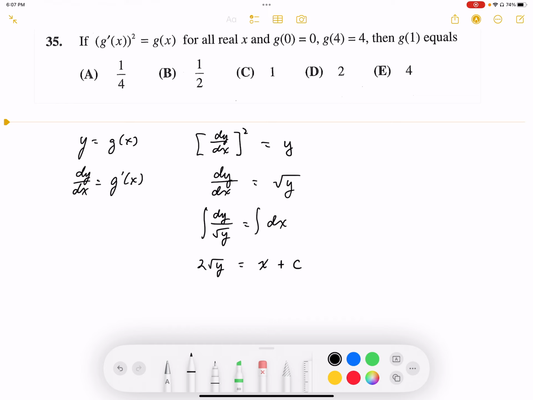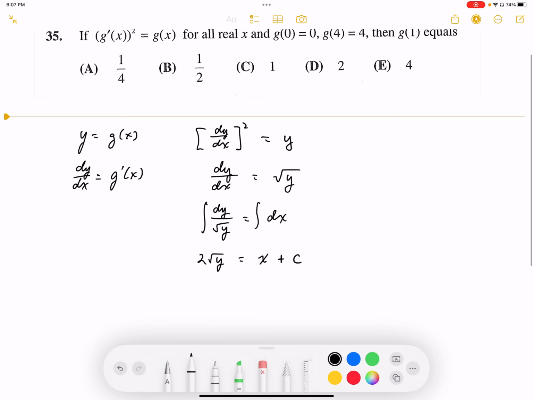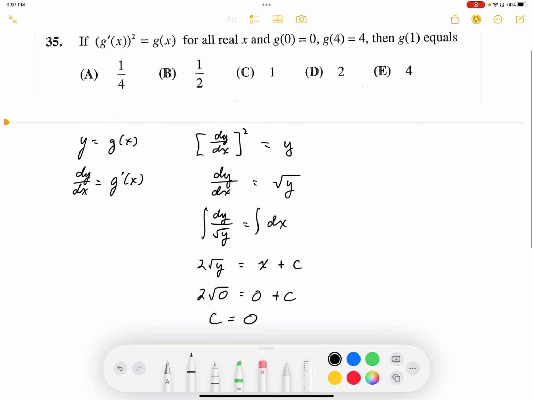So I'm going to plug in x is 0, y is 0. Or we can also plug in x is 4, y is 4. Either one will allow us to solve for c. So when I plug in 2 square root 0 equals 0 plus c, you can see that c is equal to 0. And if you plug in 4 and 4, you'd also get the same result.